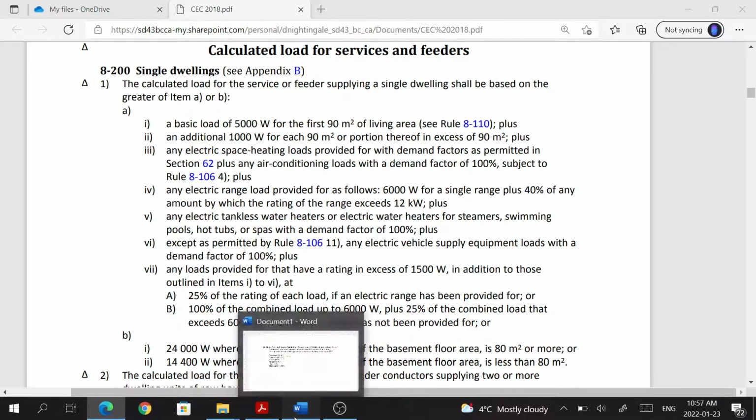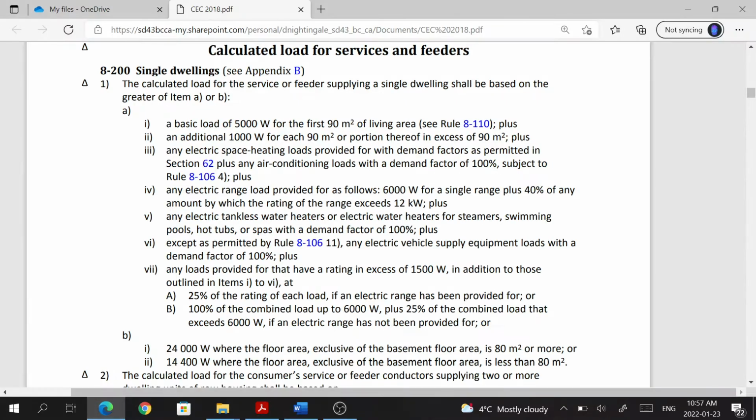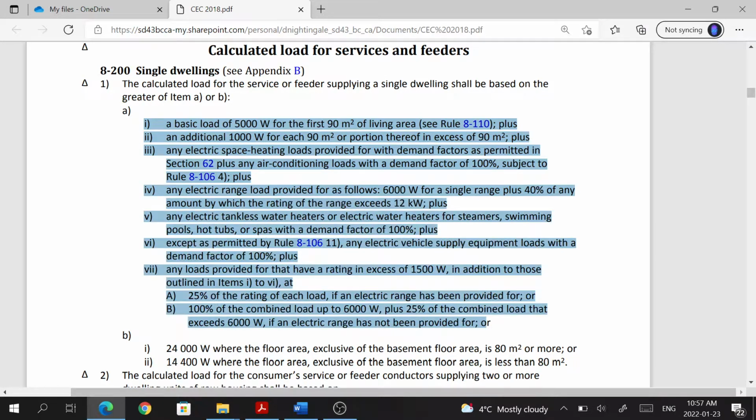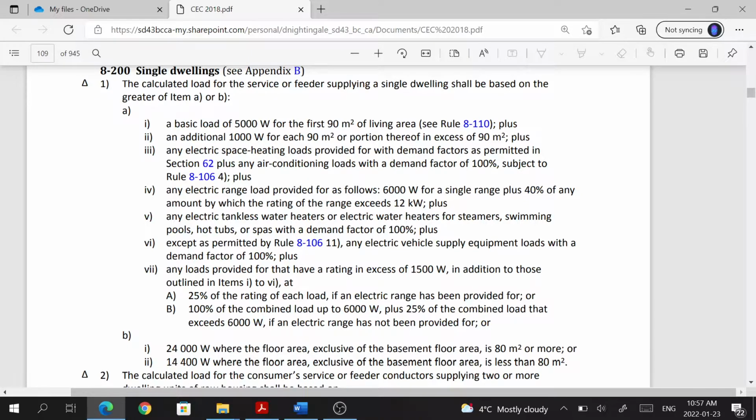So if you remember our question here, our main floor is 95 meters squared. So that is greater than the 80 meters squared that the code rule takes a look at. So we're going to take 24,000 watts, or the wattage calculated in item A, depending on, we're going to take the largest wattage. So the first thing we got to do is figure out how many watts we calculate in item A and see if it is indeed larger than 24,000 watts.